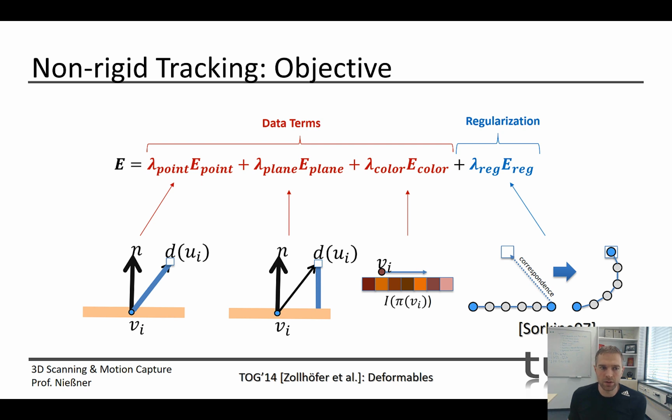Except the only difference was that these data terms now don't come from user-specified handles, but rather from data terms. For instance, with a non-rigid ICP, where you're having point-to-point, point-to-plane errors, or even color consistency terms. And this regularization term is essentially as rigid as possible, and it is jointly optimized along with the data terms. And then this is a non-rigid optimization, and then you can do this non-rigid tracking. So this is where we stopped in the last lecture.